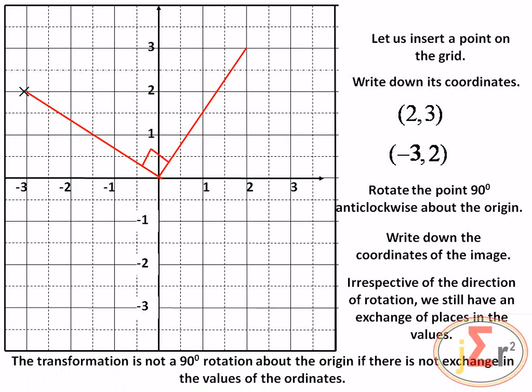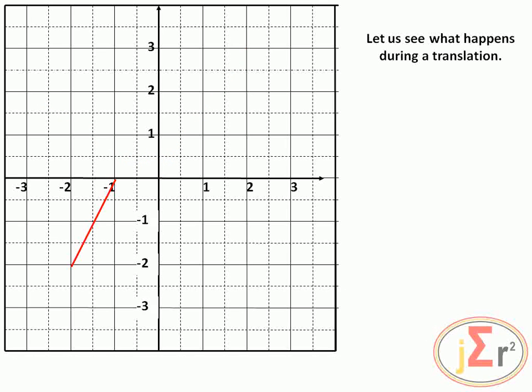The transformation is not a 90 degrees rotation about the origin if there is no exchange in the values of the coordinates, and that we did not have in the setup that we had on the previous slide, in which we were required to tell if the line that we have there is an image of the other one under any form of 90 degrees rotation. What do we do now?